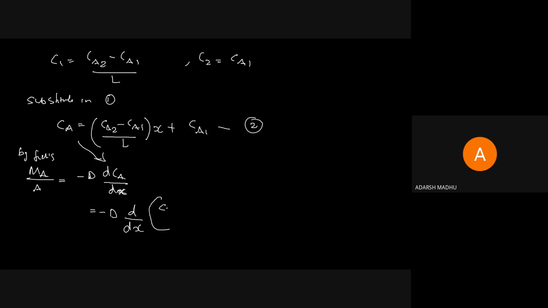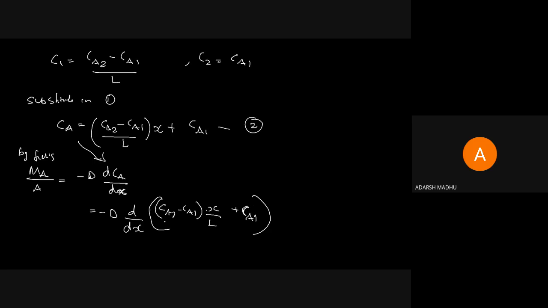That is CA2 minus CA1 into x by L plus CA1. Okay, so find the derivative of this value. It is the derivative of two terms: d by dx of the first value plus d by dx of the second value. CA1 is a constant value, so d by dx of CA1 has no x value, so that term is 0. The second term will be 0.